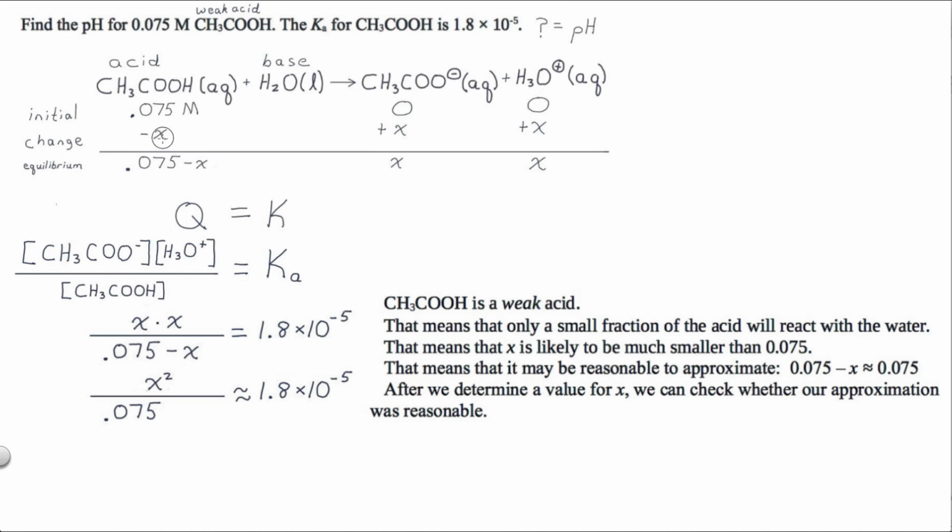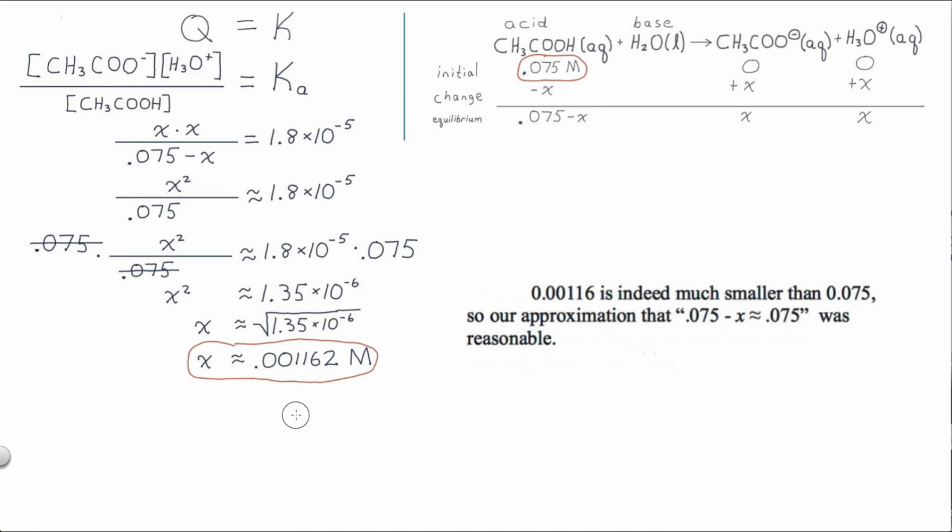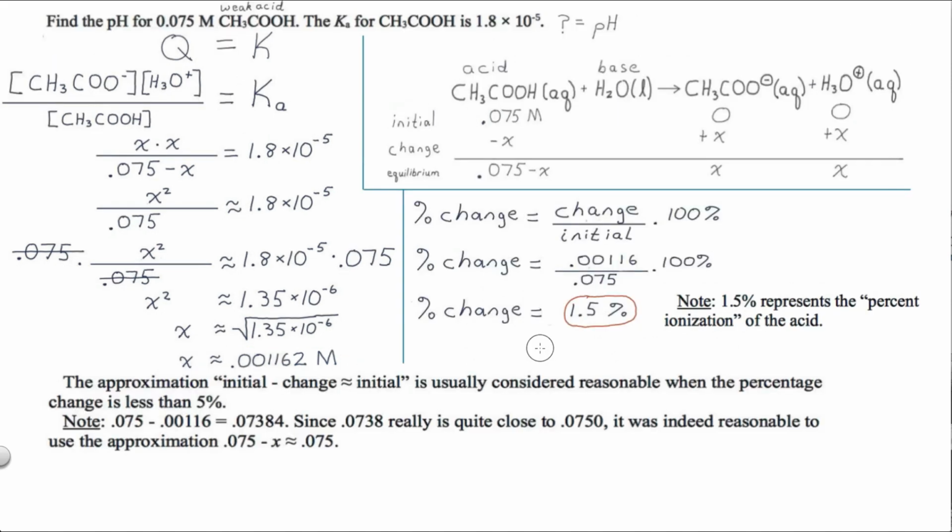Is that assumption consistent with our result for X? Yes, 0.001 is indeed much less than 0.075. In fact, we can calculate that 0.001 is only 1.5% of 0.075. This type of approximation is usually considered reasonable when the percentage change is less than 5%.